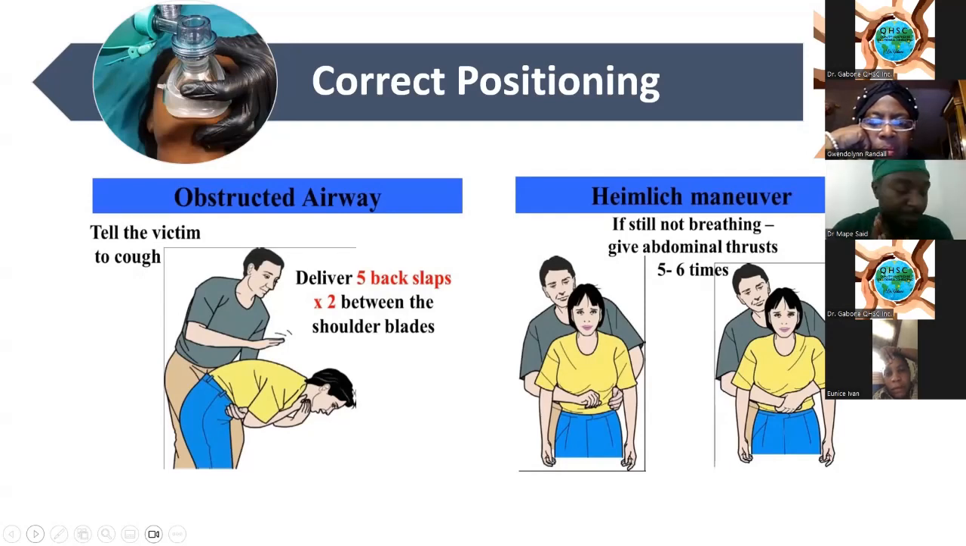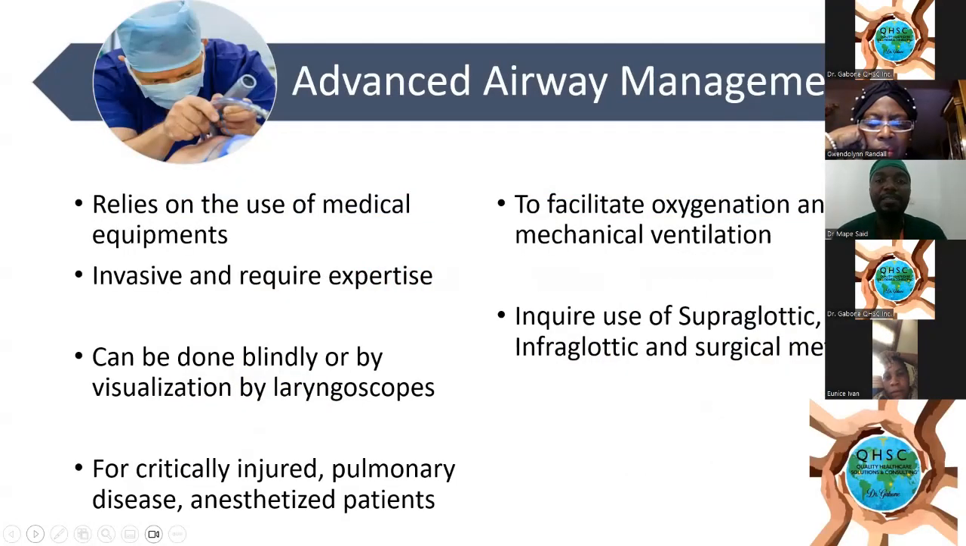Okay. Now advanced airway management, these are the ones that rely on the use of medical assistance. They are invasive and they require expertise. This can be done blindly or with the aid of visualization by laryngoscopes or video laryngoscopes. It is for critically injured patients, those with pulmonary disease, or anesthetized patients, so it is done in a controlled environment. And the aim is to facilitate oxygenation and mechanical ventilation.